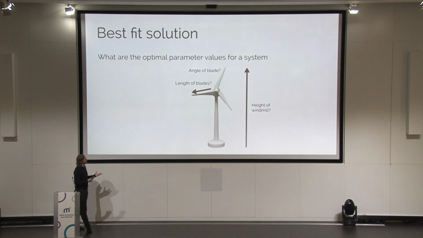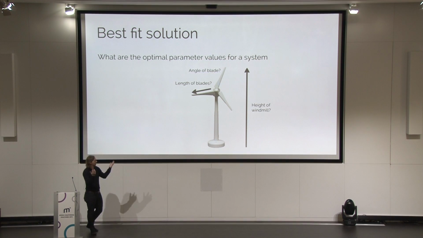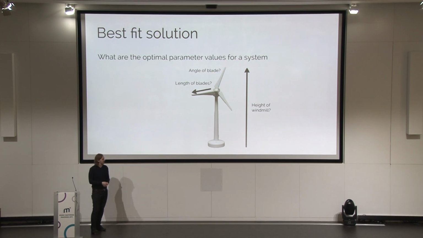A good example of this is if we think about designing an electricity-generating windmill, because there's a lot of parameters involved here. What's the optimal height to have this windmill? What's the optimal length to have the blades? What angle should the blades be? All these kinds of questions. With each parameter you add, the number of permutations exponentially goes up.